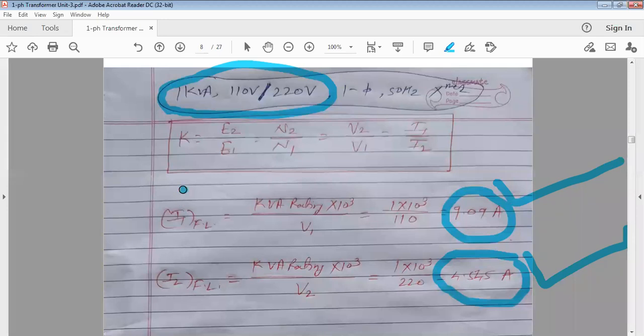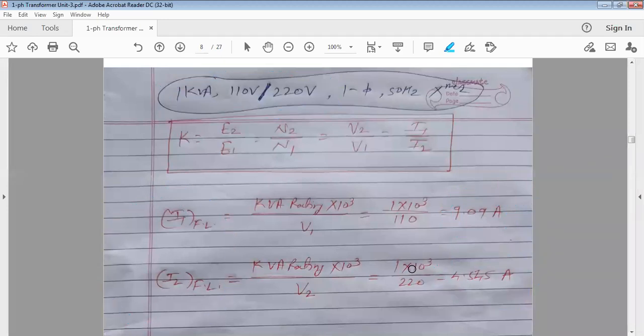Got it? Is the significance of I1 full load and I2 full load clear? Okay. Yes, ma'am.